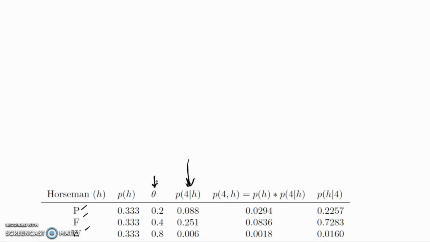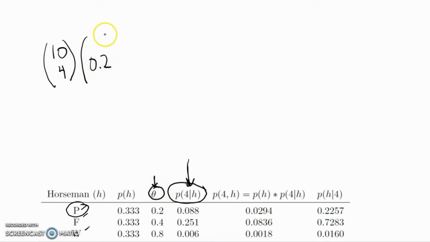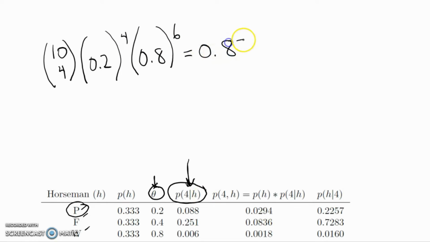So if we think about pestilence, what's the probability of getting 4 dead if pestilence was responsible? Well, according to our binomial, 10 choose 4, 0.2, that's our theta, raised to the 4, 0.8, raised to the 6, and that's going to give us 0.088. Oops, just 2 8s here.